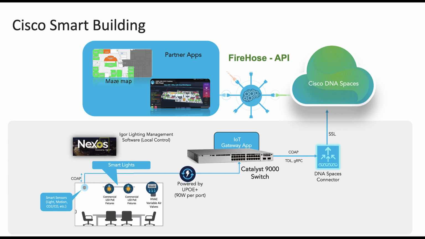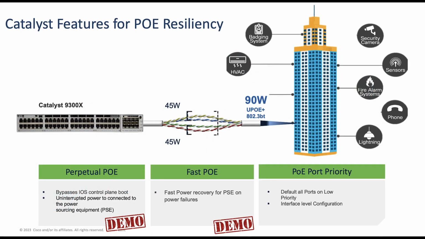In the second part of the demo, we will enable Perpetual PoE on the switch interface and reload the switch with a soft reload command and see the impact on the smart light. And in the third part of the demo, we will enable Fast PoE on the switch port and cause a power outage manually on the switch. And then we will measure the recovery time for the smart light once the switch gets the power back on.